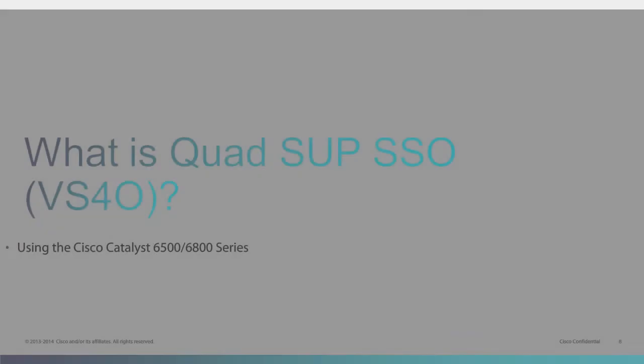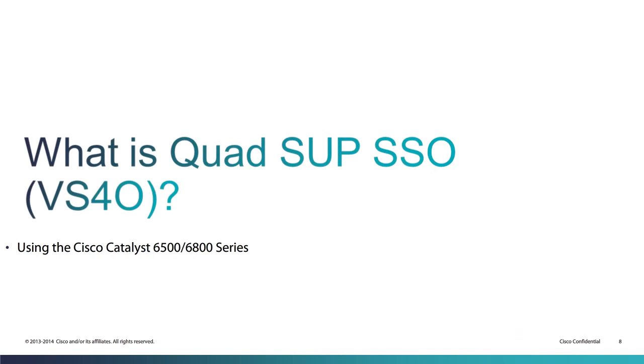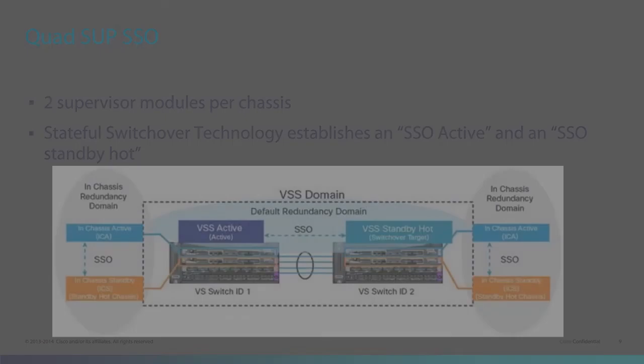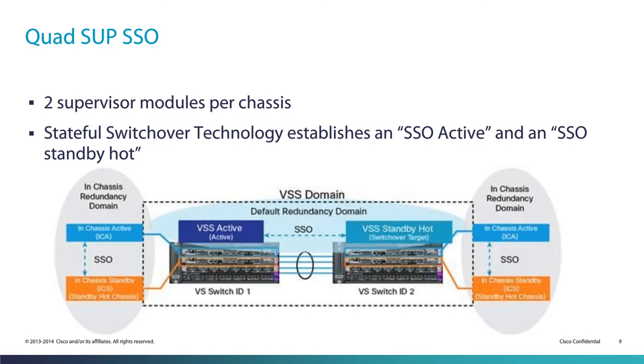The next concept to understand prior to an in-depth demo by our expert is that of Quad SUP SSO, commonly referred to as VS40. What is Quad SUP SSO referring to? The VS40 technology enhances the VSS with support for redundant supervisor modules within a single chassis, referred to as in-chassis redundant supervisor module support. With VS40, the VSS is configured with 2 supervisor modules per chassis, thus the term Quad SUP, or 4 supervisors. The second supervisor module within the chassis can be described as an in-chassis standby supervisor.